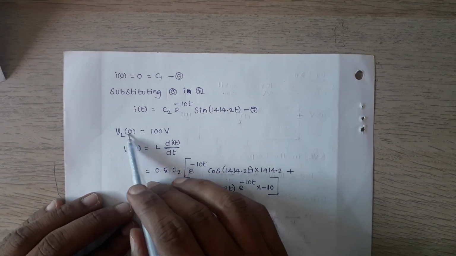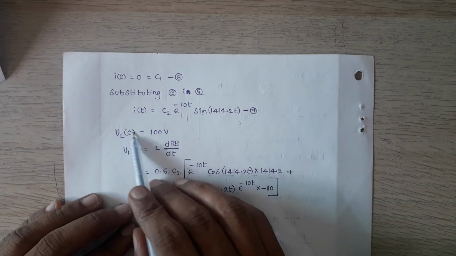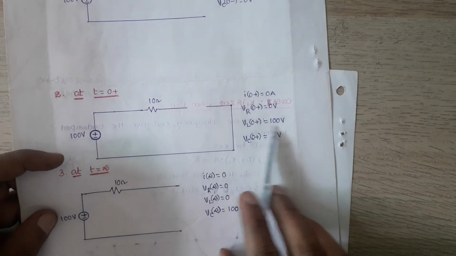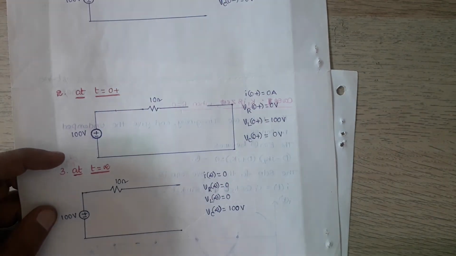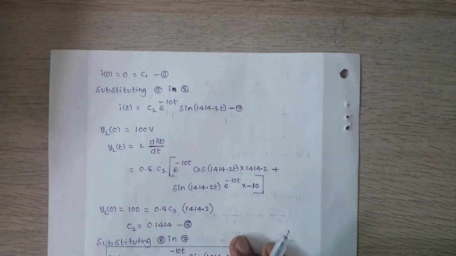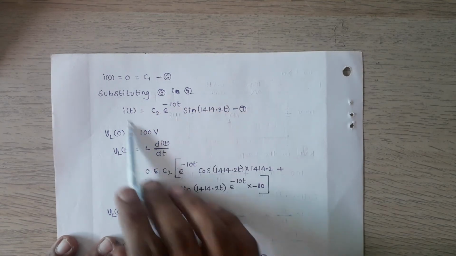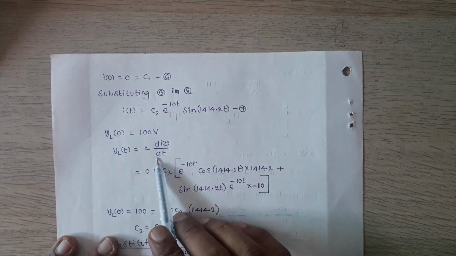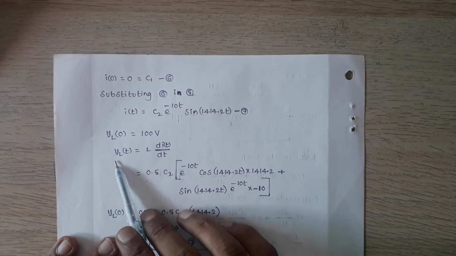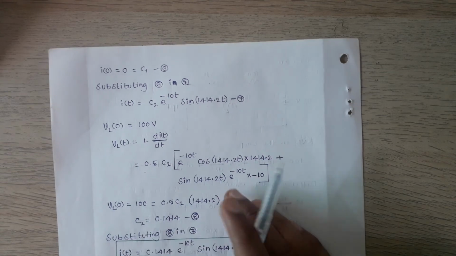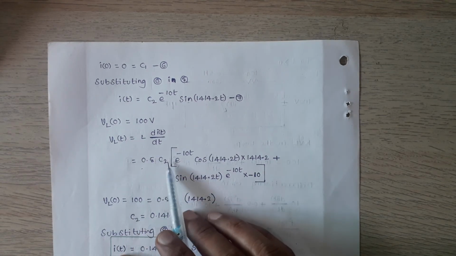So again now use the voltage across the inductor at t equal to 0. Voltage across the inductor at t equal to 0 is 100 volts. So how do you get the mathematical expression? VL of t equal to L into di of t by dt. So this is the I of t. You differentiate that I of t with respect to time and multiply that with L. So it is VL of t. So at t equal to 0, that becomes the voltage across the inductor at t equal to 0.